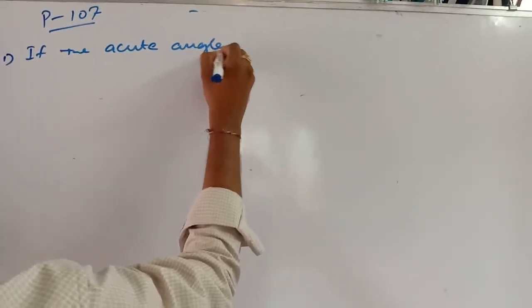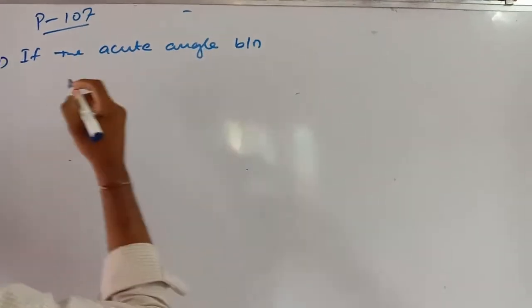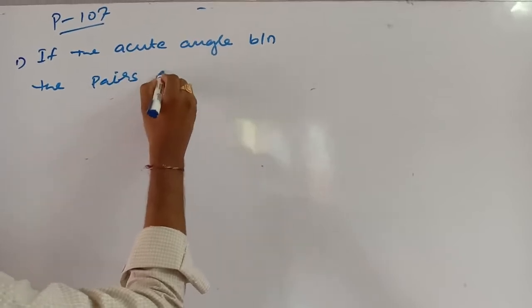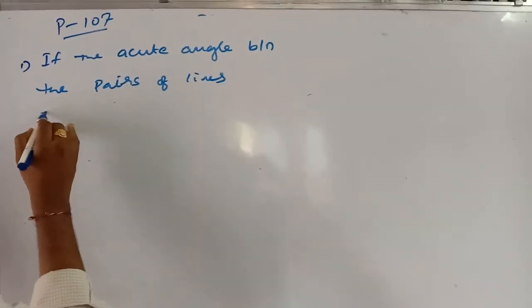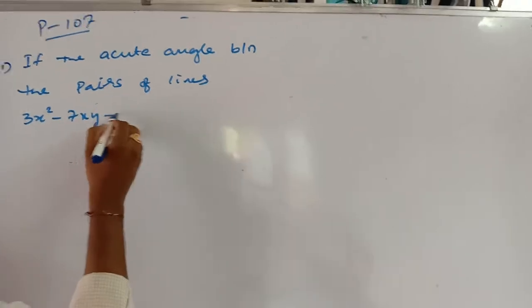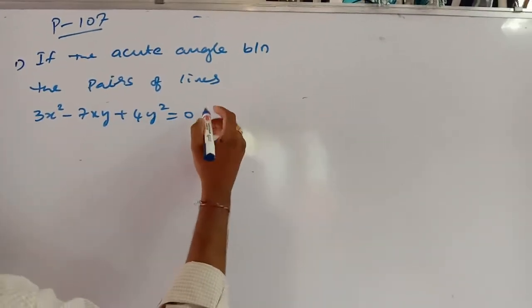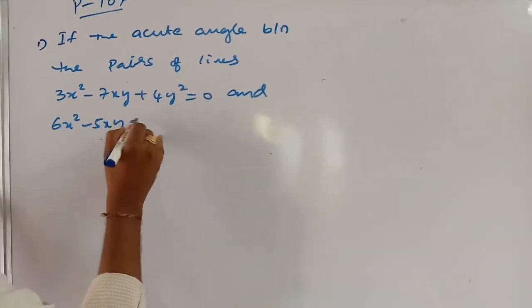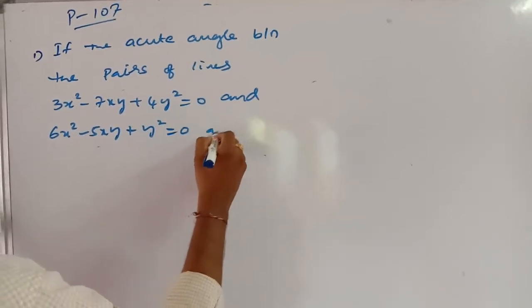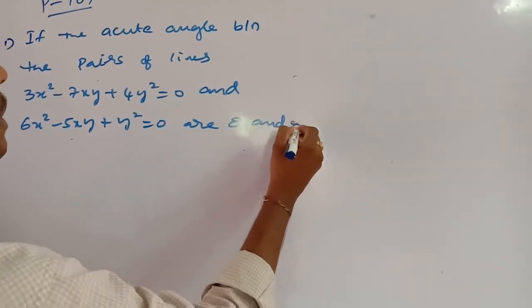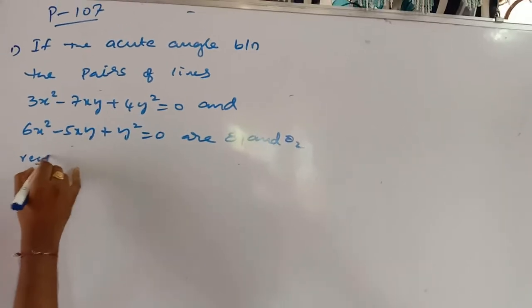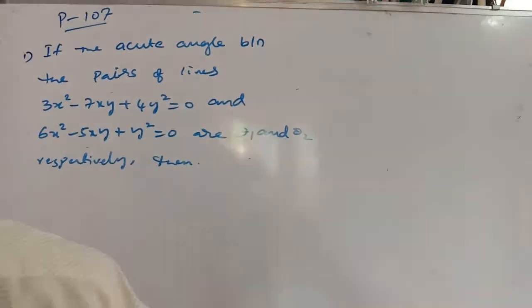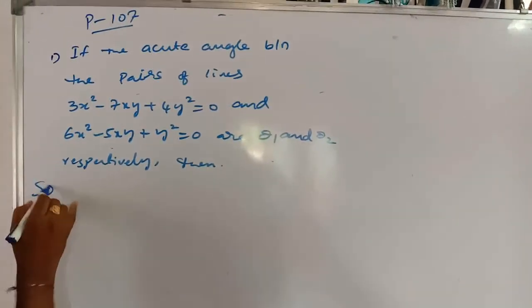The acute angle between the pairs of lines 3x square minus 7xy plus 4y square is equal to 0 and 6x square minus 5xy plus y square is equal to 0 are theta 1 and theta 2 respectively. Okay students, see the board.